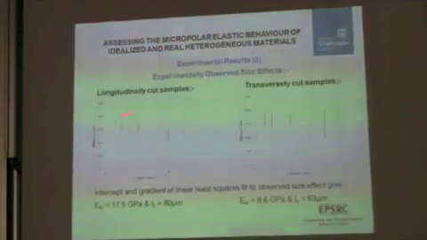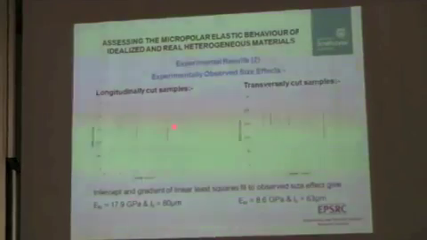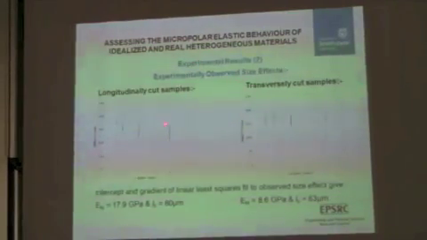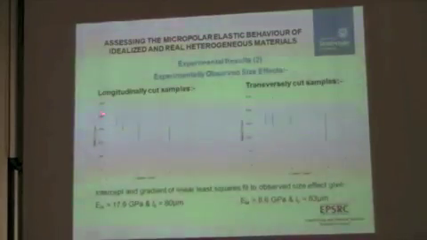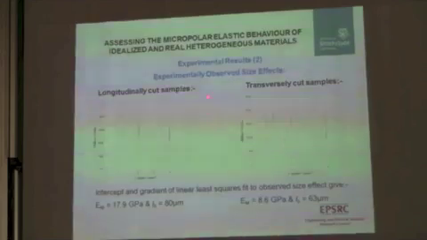What does the data look like? Well, again, we observe a size effect, and we plotted the data here in exactly the same way as I did for the idealized materials. So as the samples get smaller, remember the smaller samples are at this end, we get this negative size effect. So the smaller samples are more compliant. And we see this in both the longitudinally cut samples and the transversely cut samples, but the magnitude of the size effect is different between them.